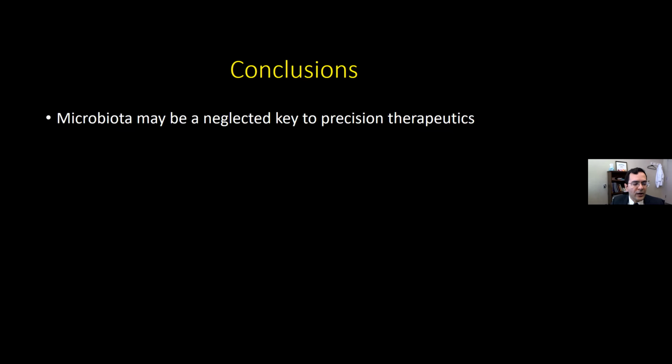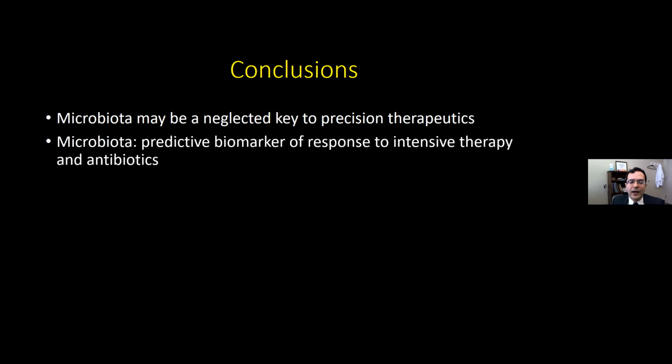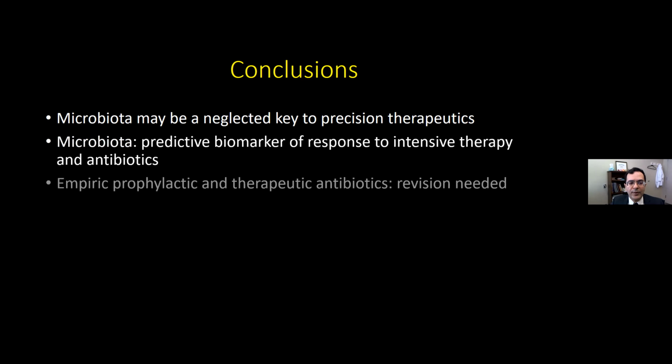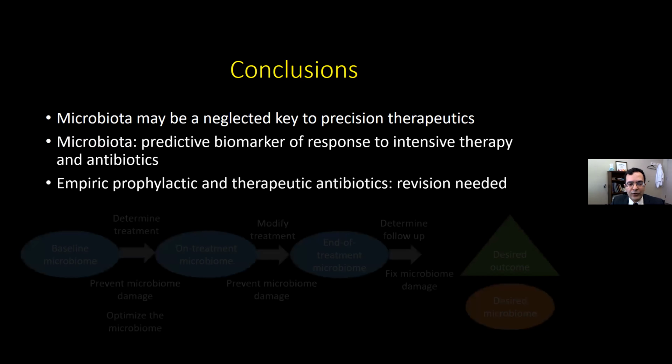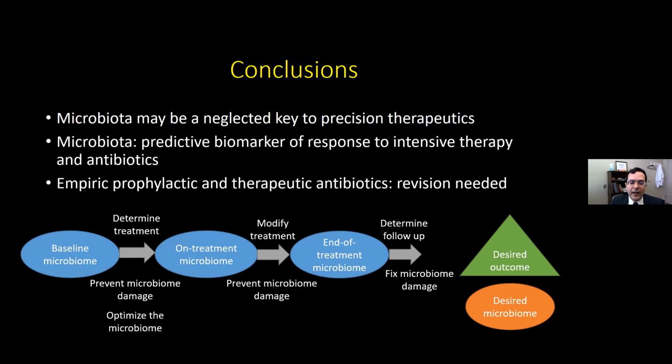So in conclusion, microbiota may be a neglected key to precision therapeutics. It can be a predictive biomarker of response to intensive therapy and antibiotics. Empiric prophylaxis and treatment using antibiotics is in need of a revision. This is a major problem. And I think sometime in the future, this is what we need to have.